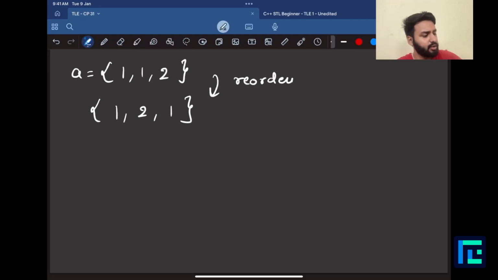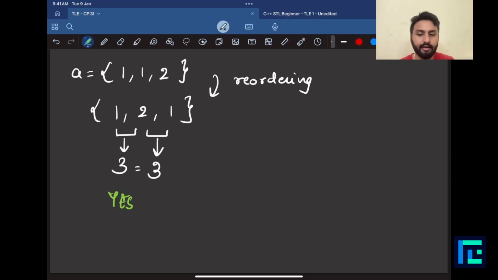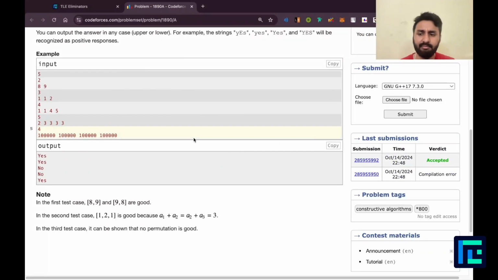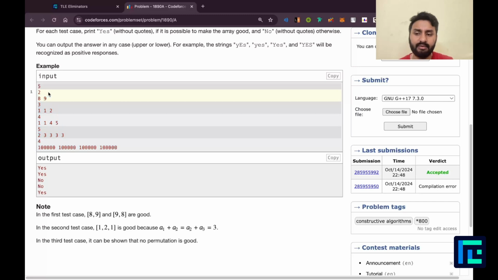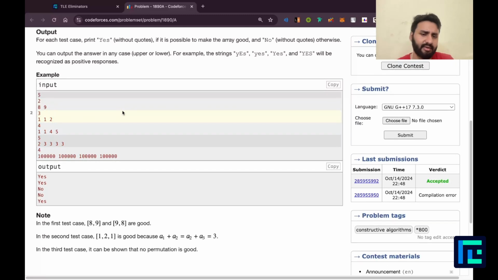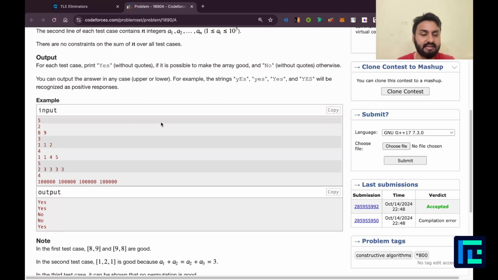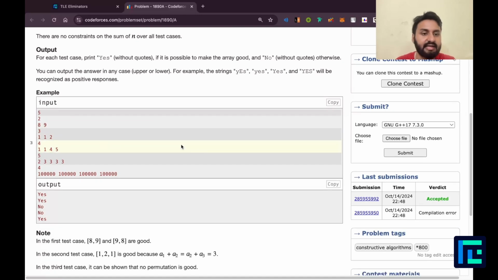I have brought my 2 to a location where I wanted to keep it, and it's helping me. Why? Because now if I take the sums of adjacent elements, this is 3 and this is also 3. So isn't this the same? Of course this is the same. That's why this reordering is possible and your answer becomes yes. I hope the problem is clear and the sample case is clear. If you pick up your pen and paper, you will see the meaning behind the other cases also, and you will realize, okay, this is when the answer is no, this is when the answer is yes, in the explanation for these test cases.